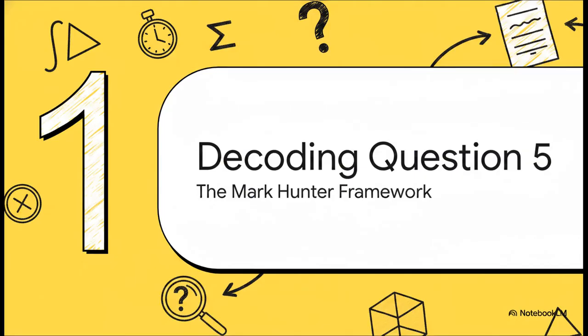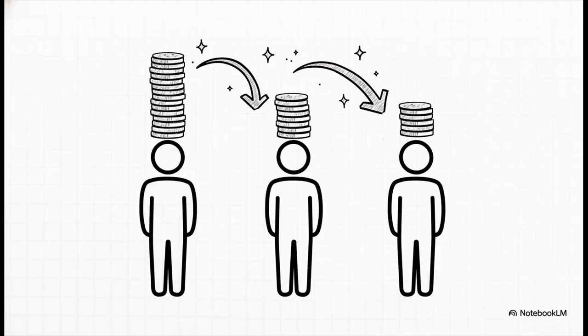All right, section 1, decoding question 5, the Mark Hunter framework. So here's the text straight from the paper. It reads, Chris, Debbie, and Edexcel share some money in the ratio 3 to 4 to 2. Debbie gets 120 pounds. Chris then gives some of his share to Debbie and some of his share to Edexcel. The money that Chris, Debbie, and Edexcel each have is now in the ratio 2 to 5 to 3. How much money did Chris give to Edexcel? You know, this is your classic redistribution problem. Our main target here is figuring out the exact amount passed directly from Chris to Edexcel.